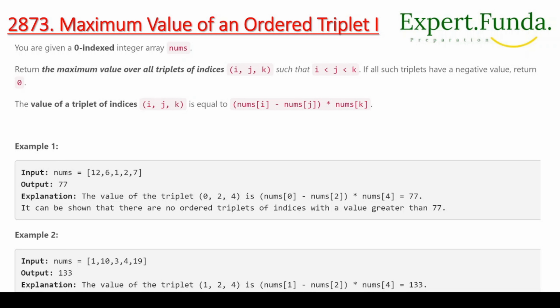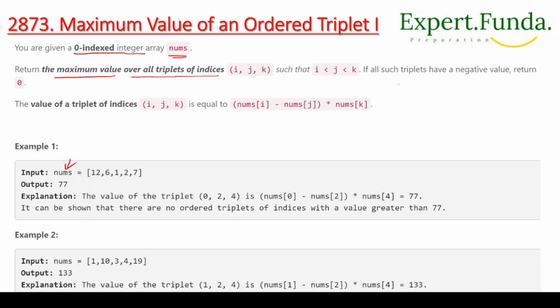So the question is saying that we are given a 0-indexed integer array named nums. Let's see the example as well. We have nums as 12, 6, 1, 2, 7. Now the question is saying that we have to return the maximum value over all triplets of indices i, j and k, such that j is greater than i and k is greater than j.